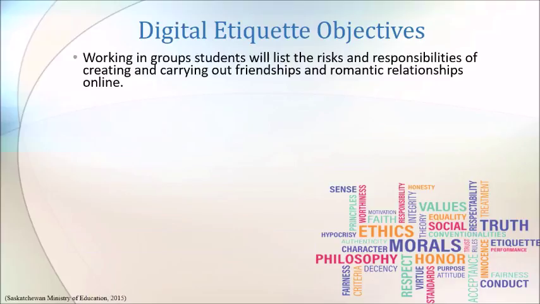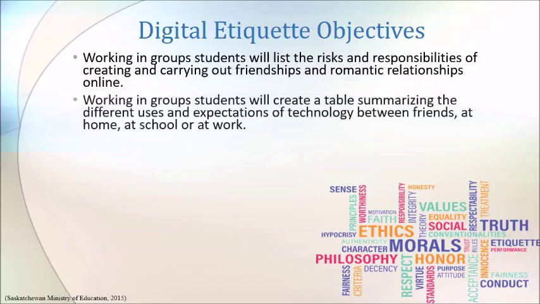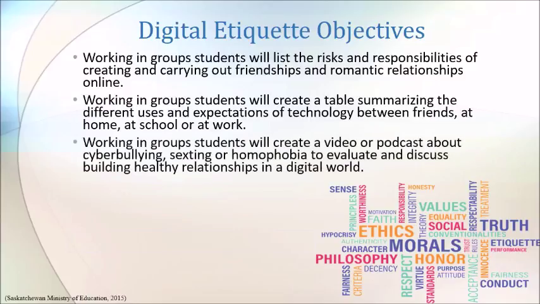First, working in groups, students will list the risks and responsibilities of creating and carrying out friendships and romantic relationships online. Second, working in groups, students will create a table summarizing the different uses and expectations of technology between friends, at home, at school, or at work.